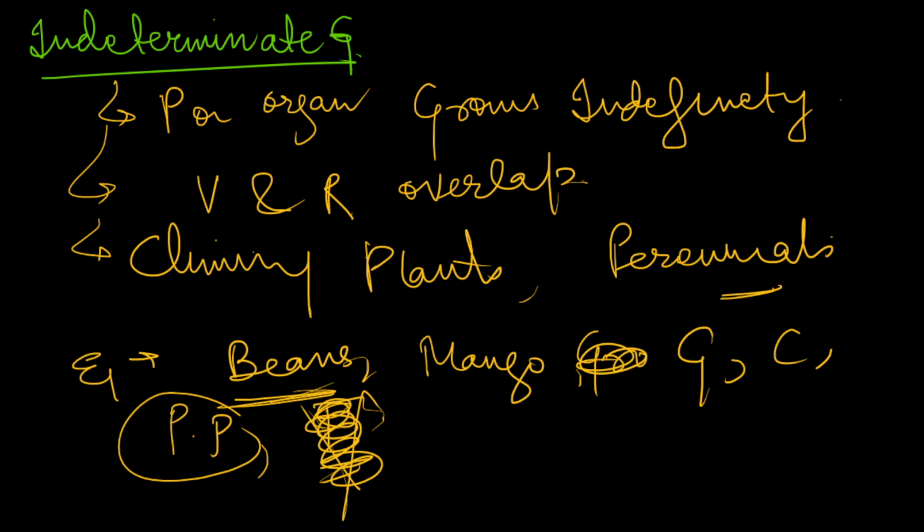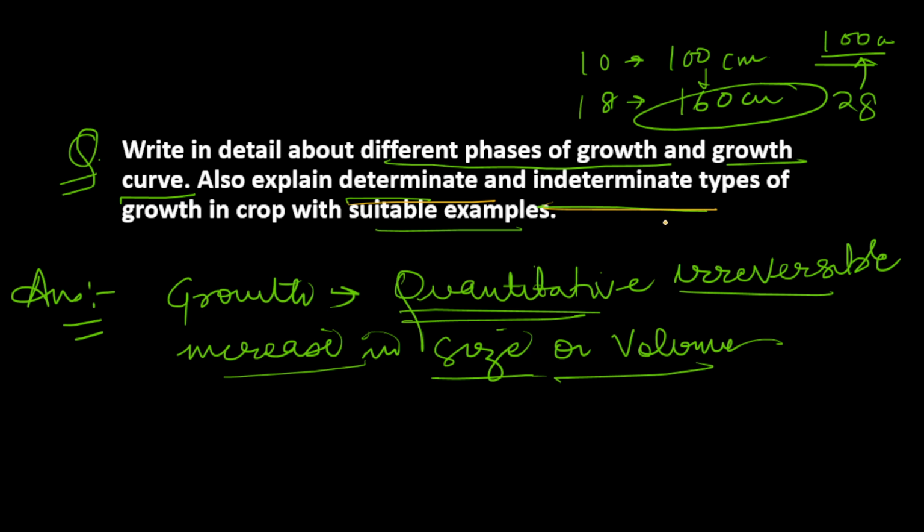Now, in the conclusion part, I hope you understand all the things. In the conclusion you can mention how understanding growth phases and types is essential for agriculture: for crop selection, for management, for productivity. It helps in predicting yield and maturity time. All these things can be written in the conclusion.